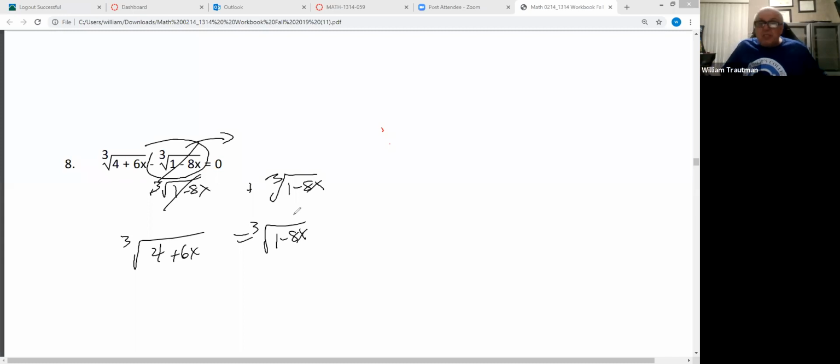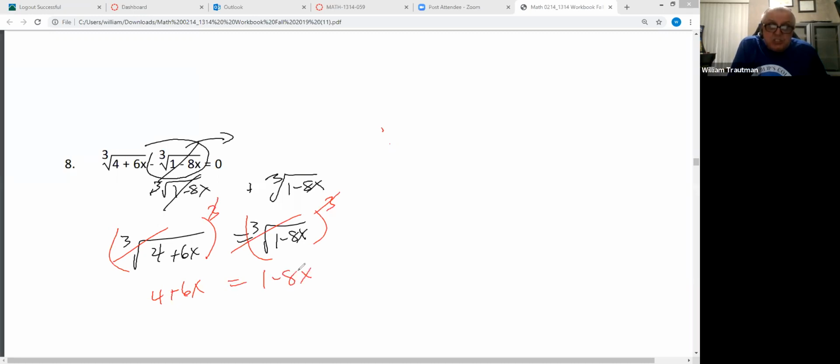The next step is the opposite of third root. What's the opposite of third root? Third power. The opposite of third root is third power. Third power and third root cancel. We're left with 4 plus 6x. Third power and third root cancel. We're just left with 1 minus 8x. Do you see the root's not there anymore?